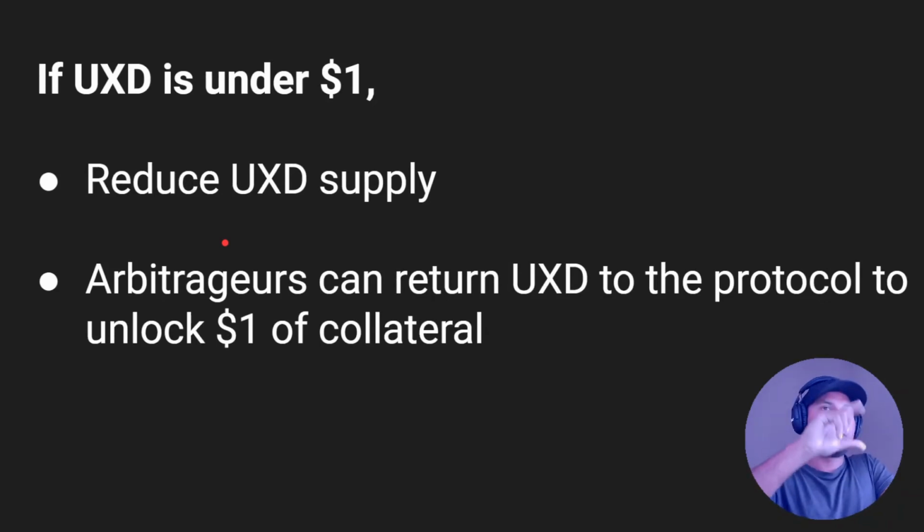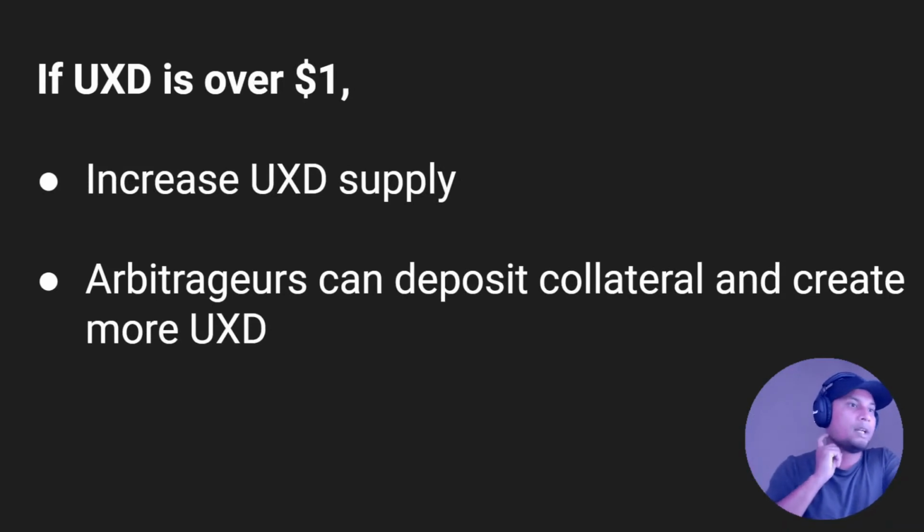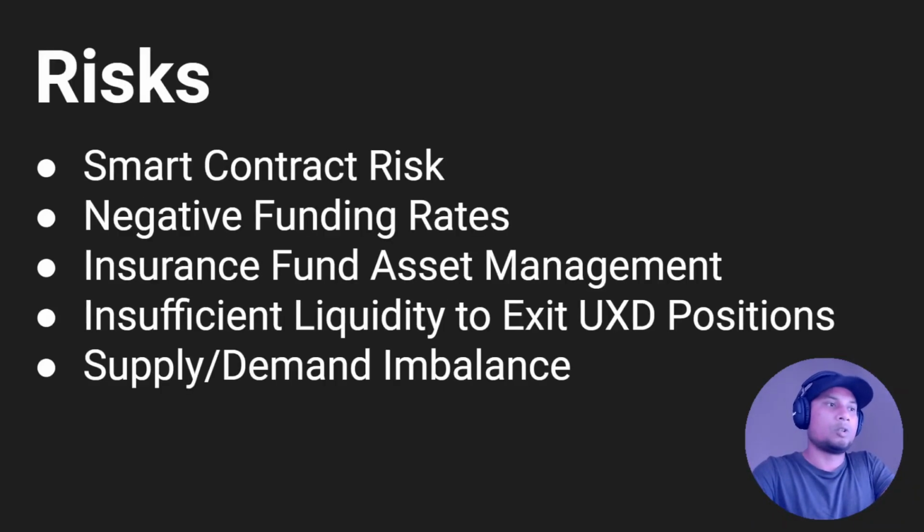So if it's under $1, it actually reduces the supply. You reduce the supply by returning UXD to the protocol and minting a collateral. Once you reduce the supply, the demand remains the same, and the price comes back up. And if it is over $1, you dilute the supply by increasing the supply of UXD, by depositing collateral and minting more UXD from the protocol itself. But anyways, all this UXD, of course, it's decent.